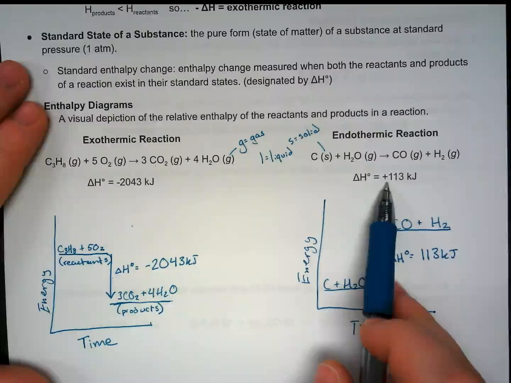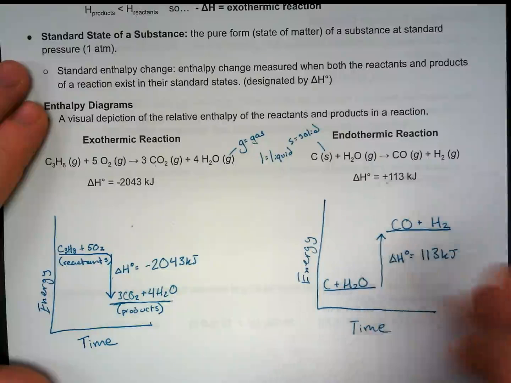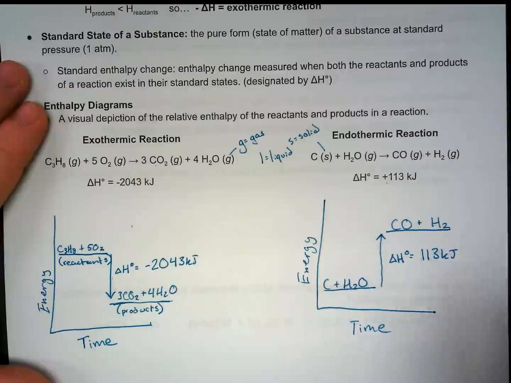Now, you don't have to draw these positive symbols. It's fine if you keep them out. That's not going to be part of the grade for any of this. Okay, and then here we would show that we're going from a lower energy level to a higher energy level in the form of an endothermic reaction.